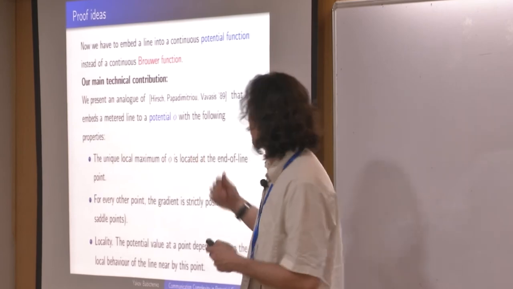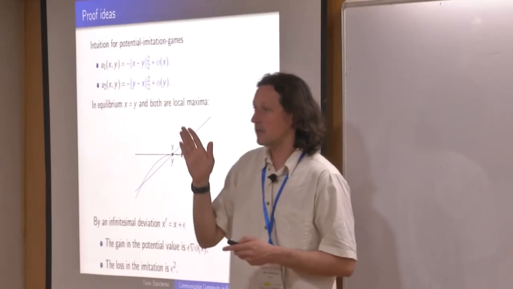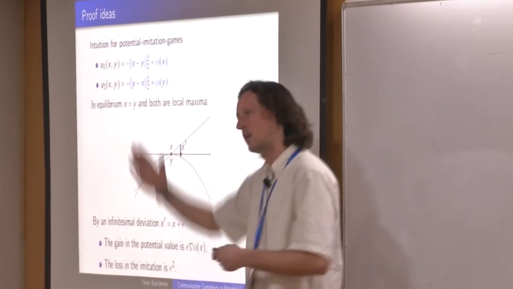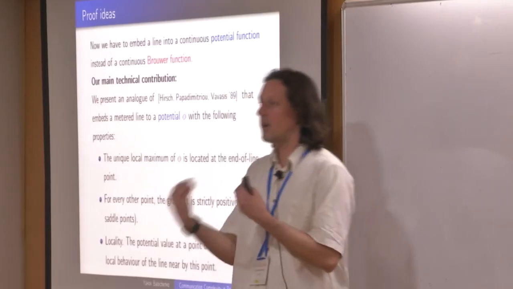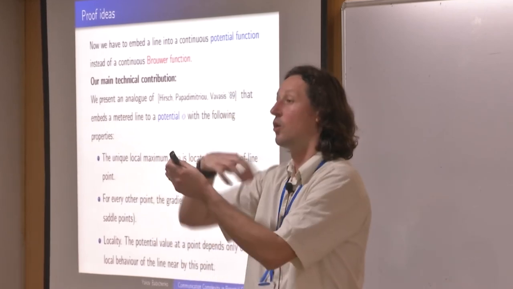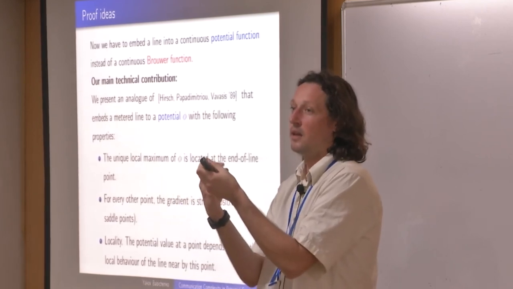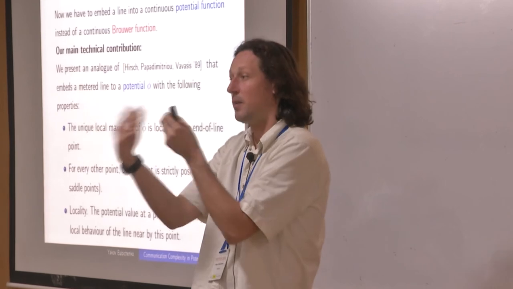The reason for that, if we go back here, is that we want the gradient to be strictly positive so that players indeed will want to run away from the point X to increase their gradient. And the last one, which is very, very crucial, is the locality. Essentially, the definition of the potential does not depend on the global behavior of the line, but only on the local behavior, namely what was the previous vertex and what is the next vertex, but not more than that.